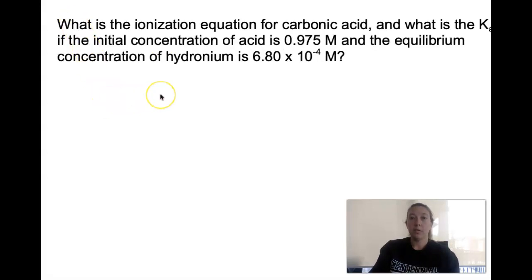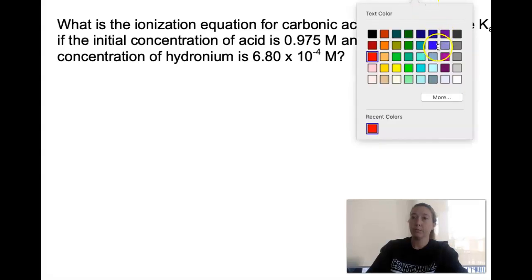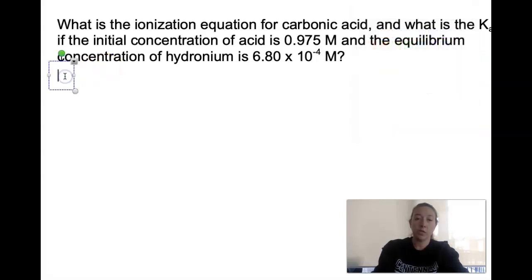So let's look at an example. What is the ionization equation for carbonic acid, and what is the Ka if the initial concentration of acid is 0.975 molar and the equilibrium concentration of hydronium is 6.8 times 10 to the negative 4? So we are going to start with carbonic acid, which is H2CO3.